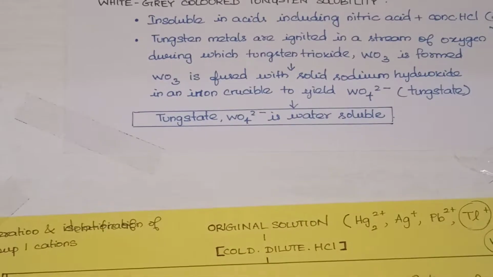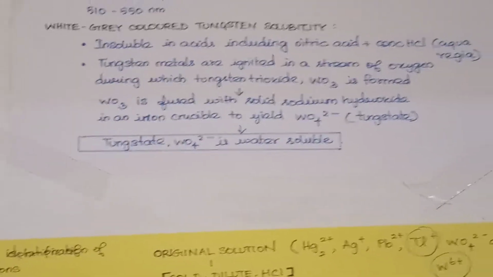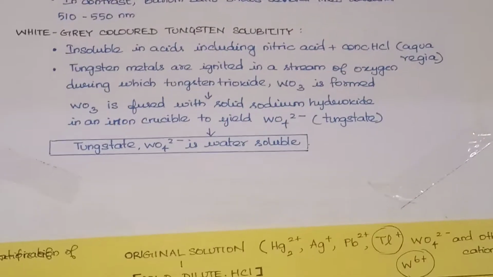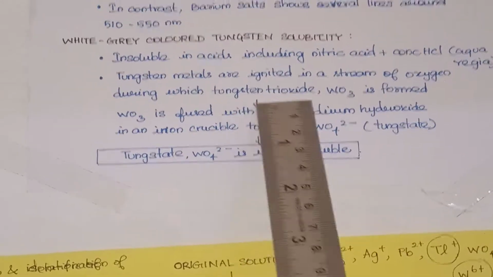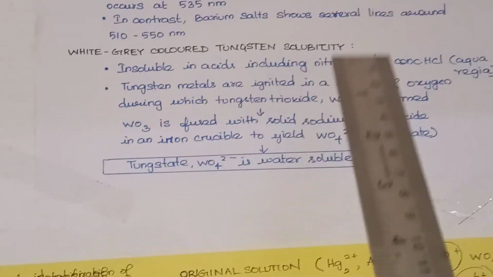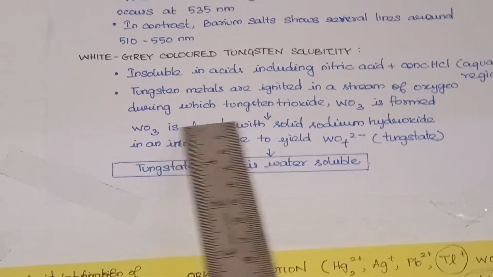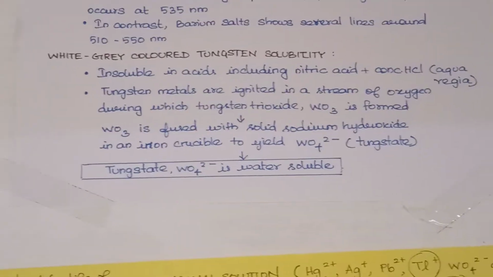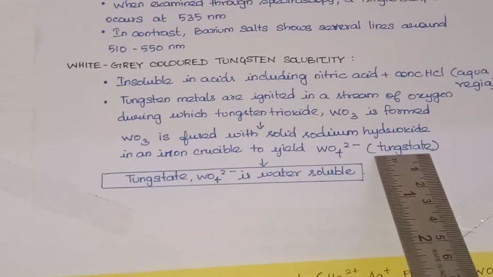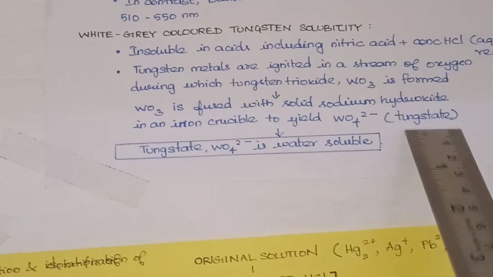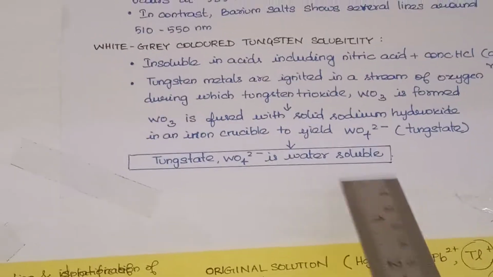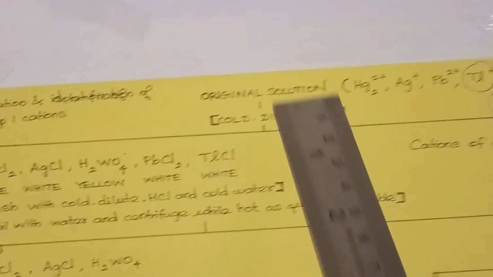So to make it soluble, in the presence of oxygen, this tungsten metal was ignited, and during the process, what was obtained? Tungsten trioxide was obtained. And this tungsten trioxide was then fused with sodium hydroxide in something called an iron crucible to form the tungstate anion. Now this tungstate anion is water soluble, so you can prepare your original solution and further get into your analysis. Is that clear?